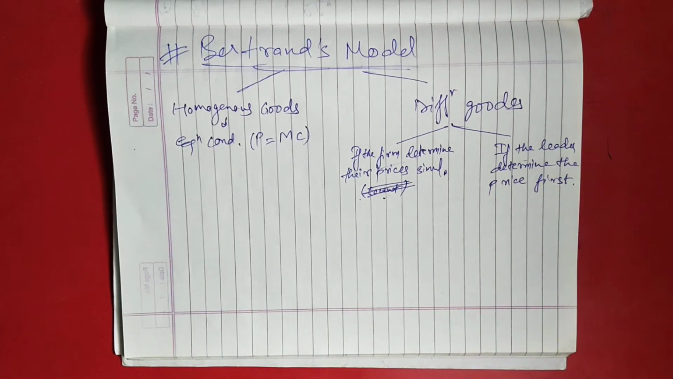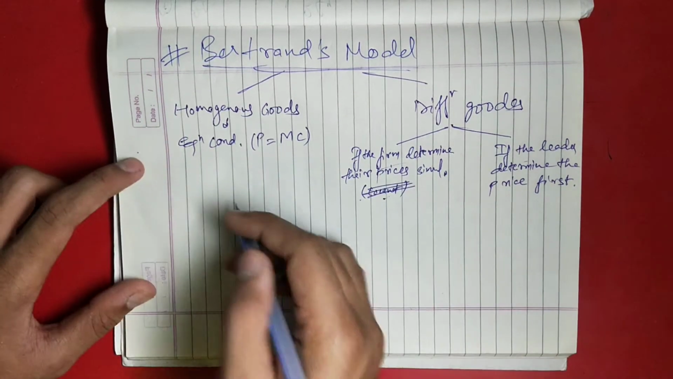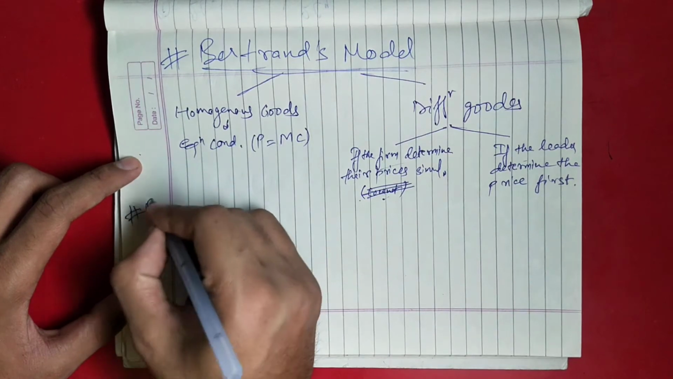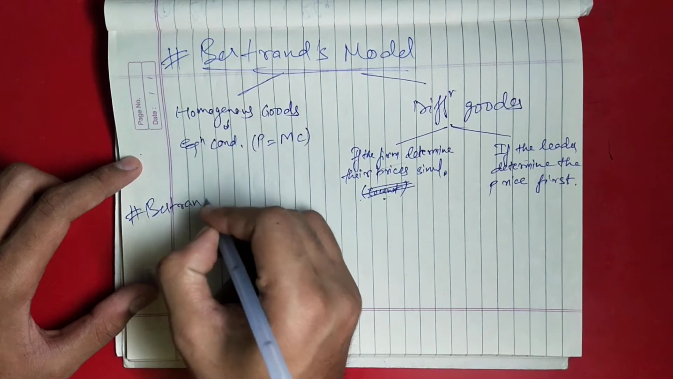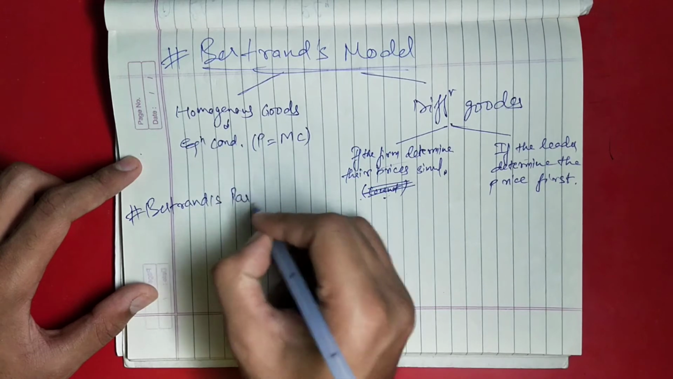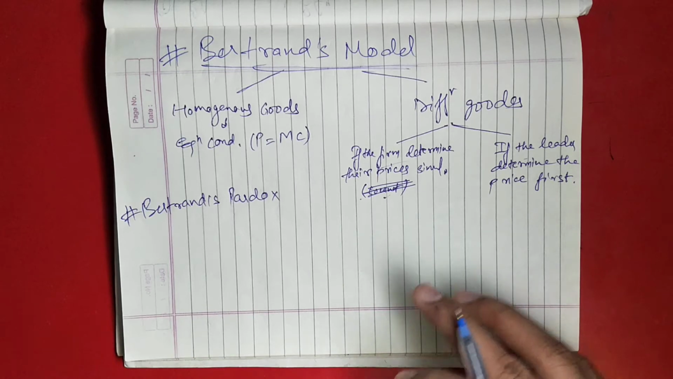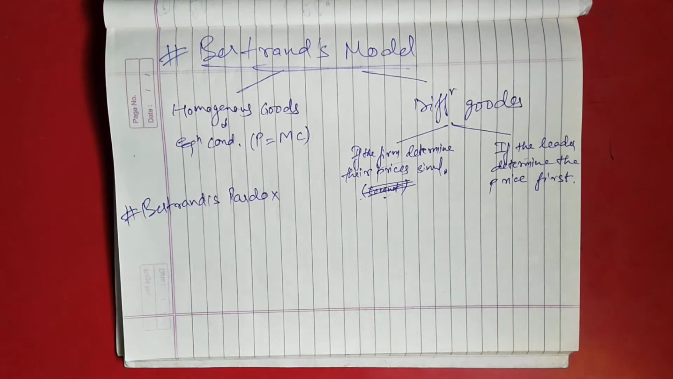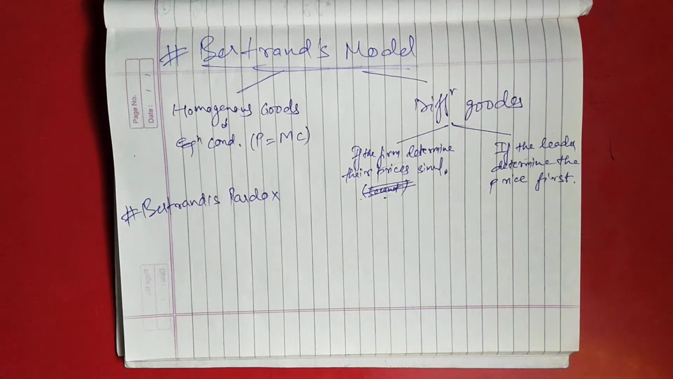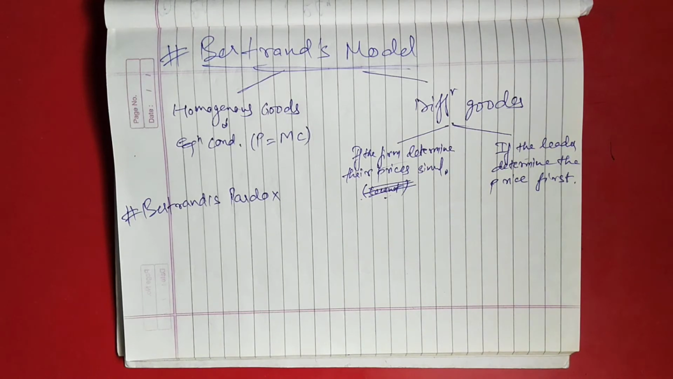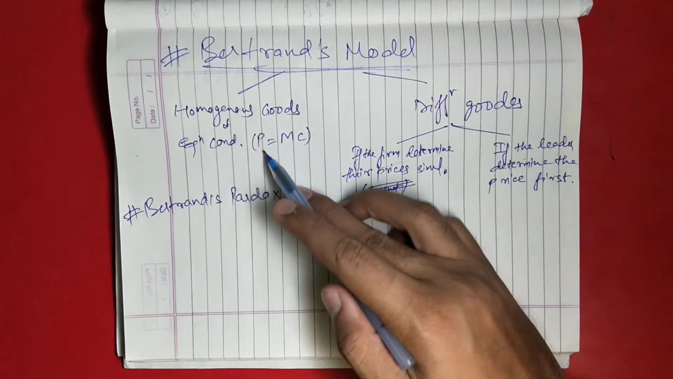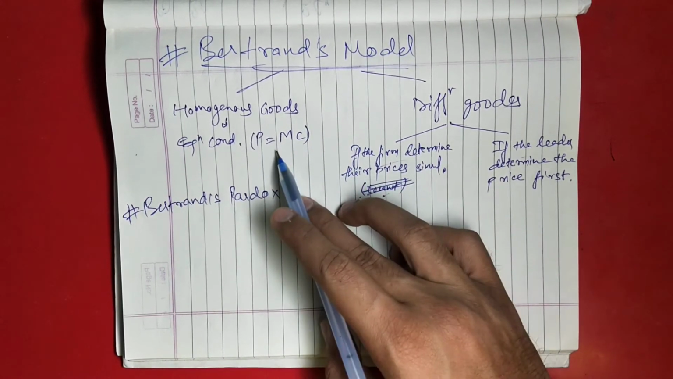So there is one theory topic at first. What is that? Bertrand's paradox. So what is a paradox? A paradox is a dual-sided statement, where there is some confusion, or some kind of irony or dilemma. So you know that when the product is homogeneous, each firm will charge a price equal to MC. Yes, we know that condition.